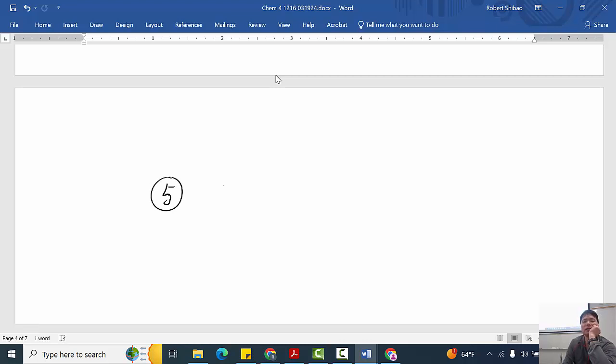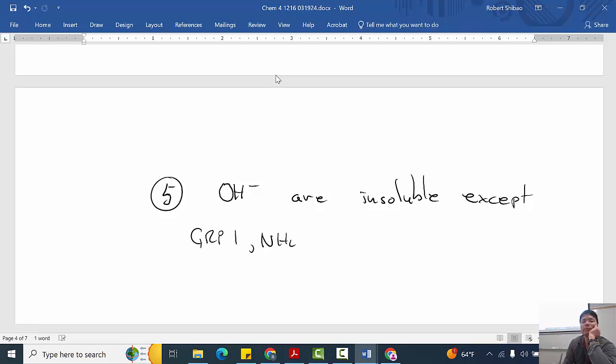What's the formula for hydroxide? OH negative. Now we shift. The hydroxides are insoluble. So most hydroxides are insoluble, except when paired with group 1, ammonium, calcium, strontium, and barium.